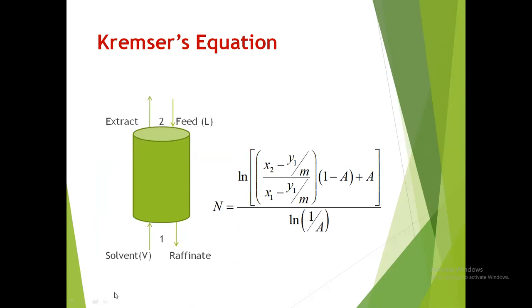Or you can use the Kremser equation, which is exactly the same as the Kremser equation for stripping, the opposite of gas absorption. The Kremser equation for liquid-liquid extraction is the same. So you can see here, you have the ln of x sub 2 minus y sub 1 over m divided by x sub 1 minus y sub 1 over m. M is the slope of the equilibrium line. Okay? Y sub 1, what is y sub 1? It's the composition of the solvent.